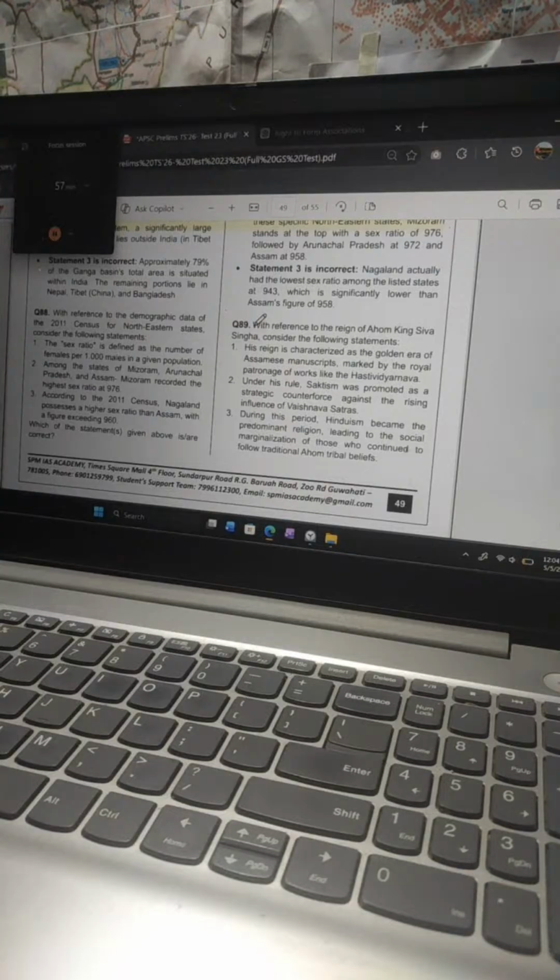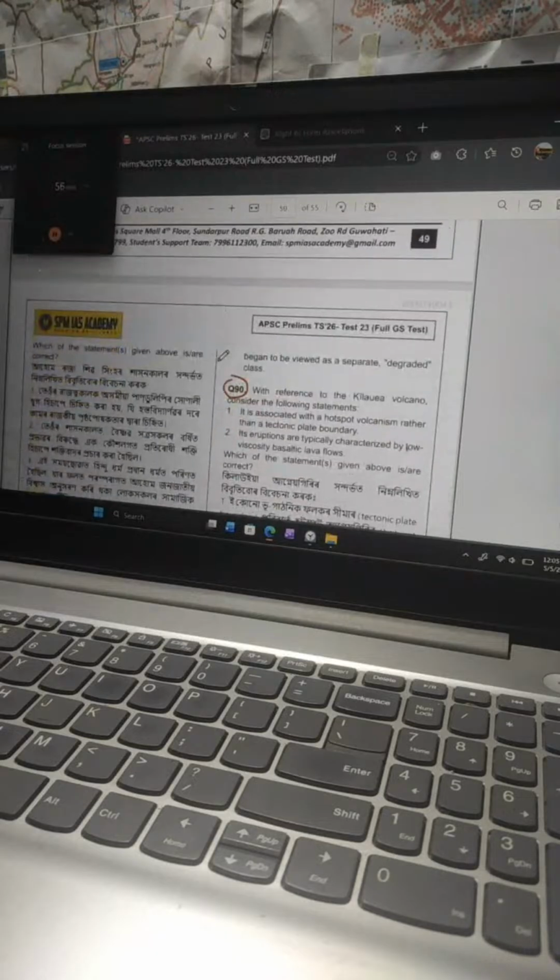With reference to the reign of Ahom King Sibasingha, consider the following statements. His reign is characterized as the golden era of Assamese manuscript production, marked by the royal patronage of works like Hasti Vidyarnava. Under his rule, Shaktism was promoted as a strategic counter-force against the rising influence of the Vaishnava Satra. During this period, Hinduism became the predominant religion, leading to the social marginalization of those who continued to follow traditional tribal beliefs. All are correct, I guess.